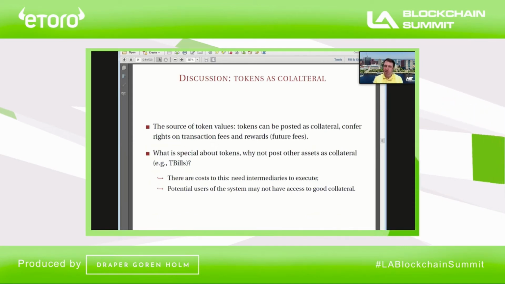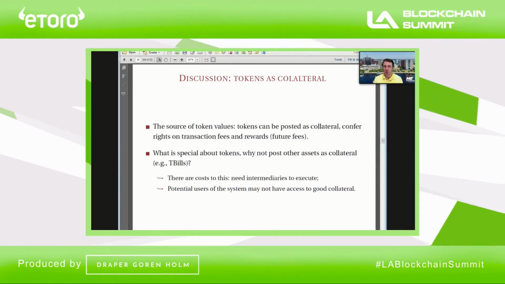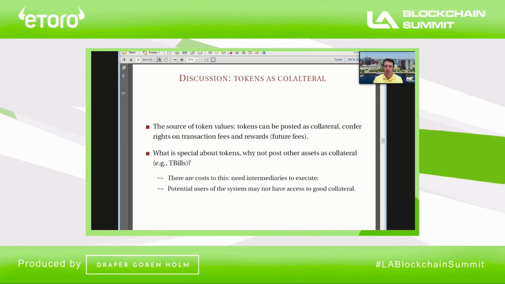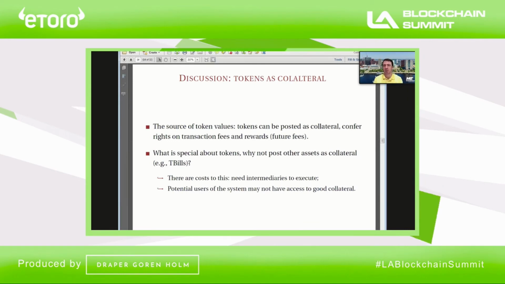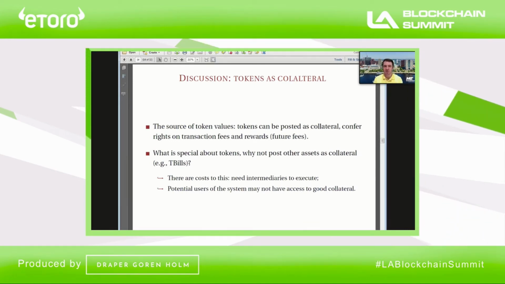Now, conceptually, tokens in this environment have value because they serve as collateral. If you want to earn transaction fees as a validator, you need to post collateral, a stake. And the only accepted form of collateral by assumption is tokens. That is what gives tokens value.